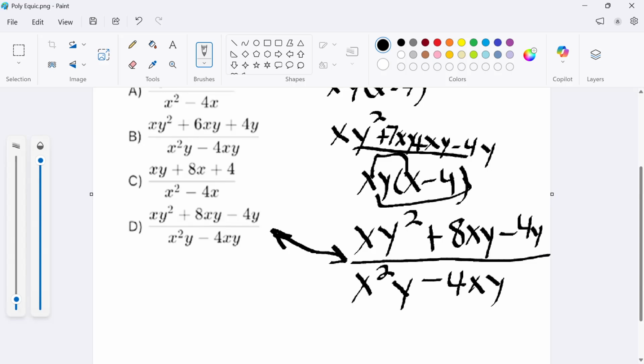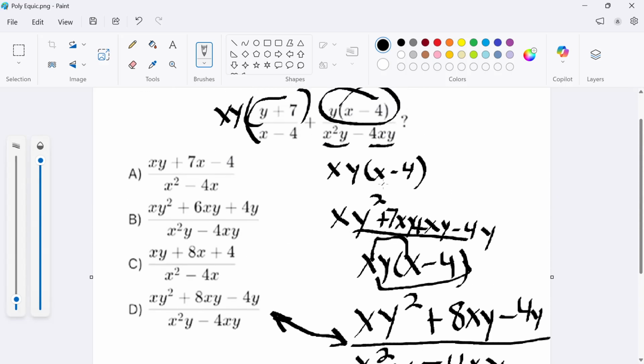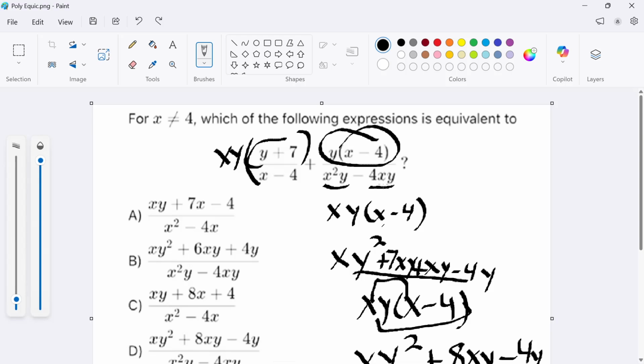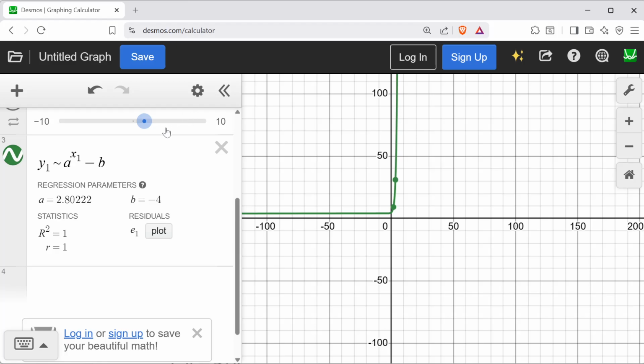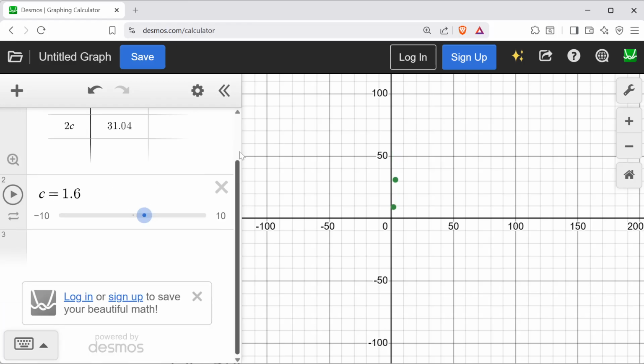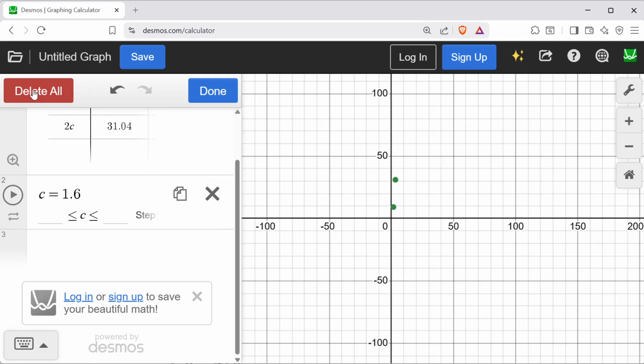But okay, so that's not so bad. But what if I don't think to do that, or if I don't want to do that, can I do this in Desmos? Absolutely. All I have to do is put in the top equation or expression. I'll turn it into an equation. Let me get rid of this, delete all.